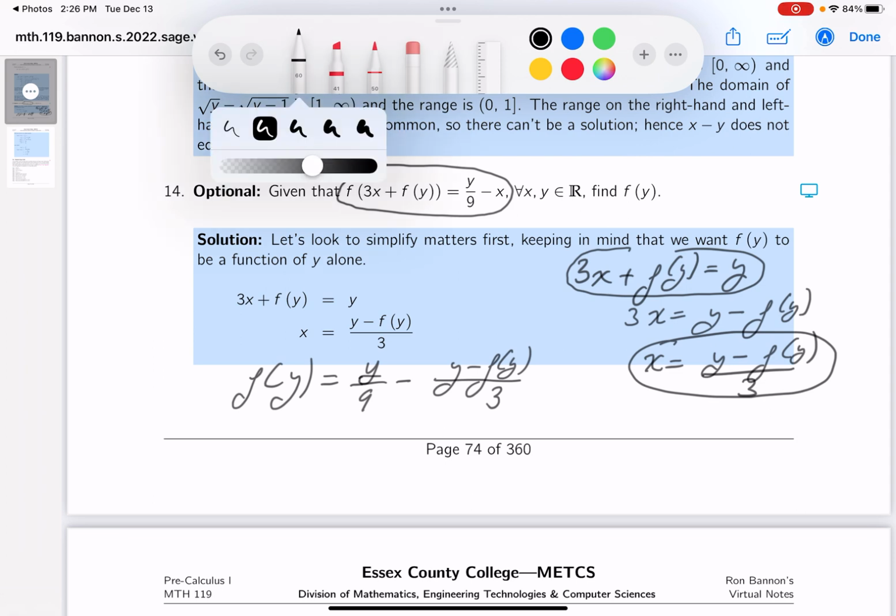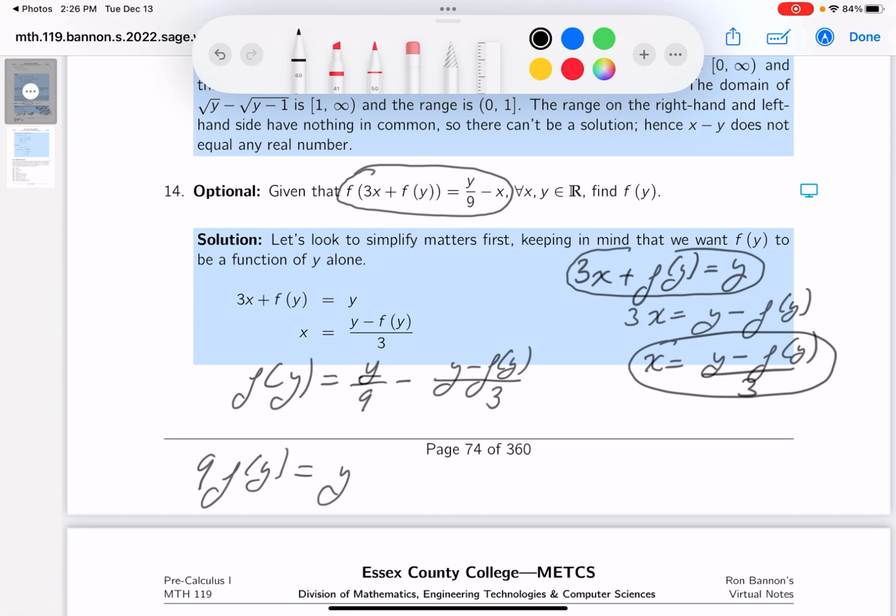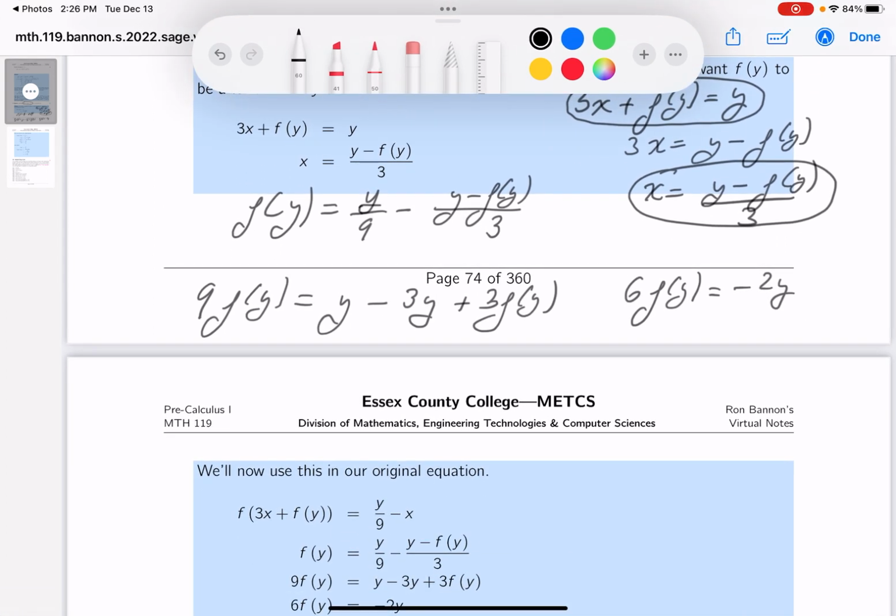I'm going to multiply both sides by 9. And if you do that, you're going to get 9 f of y equals y minus, well, 3 times that fraction, 3 would come out. So you get 3y minus 3y plus 3f of y. And again, I'm trying to figure out what f of y is. Well, I'm going to subtract 3 f of y from both sides, and you would get 6 f of y is equal to, well, y minus 3y is minus 2y. So I think I know what f of y is now. F of y, I'm going to divide both sides by 6. I would get minus 1/3 of a y.